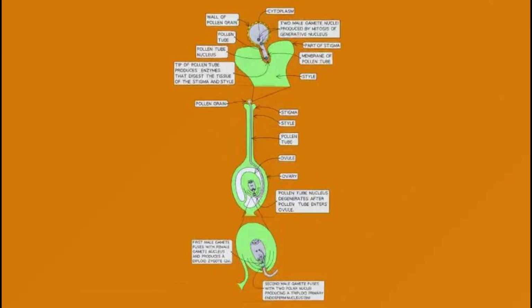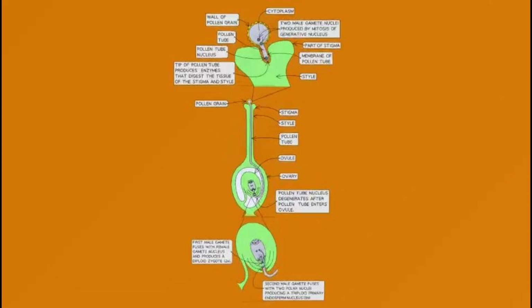This is driven by the pollen tube nucleus until it reaches the embryo sac. So the pollen tube nucleus's job is now done, and it actually degenerates after the pollen tube has entered the ovule. And at this stage, it passes the job on to the generative nucleus. And the generative nucleus of the pollen divides by mitosis to produce 2 sperm cells which enter the embryo sac. So double fertilization actually occurs.